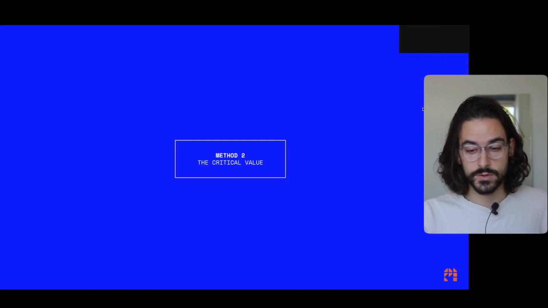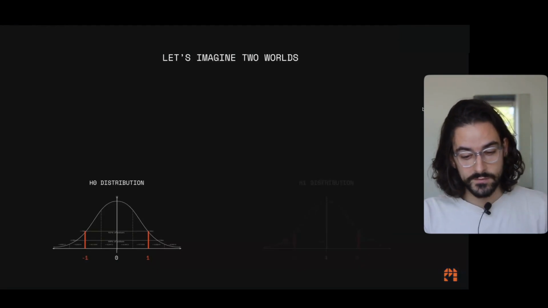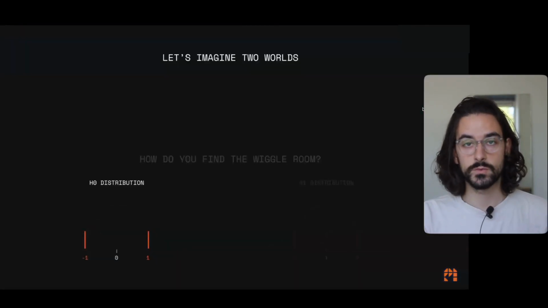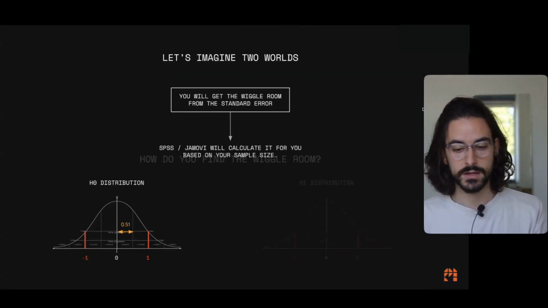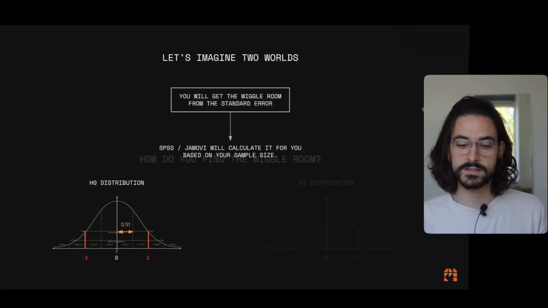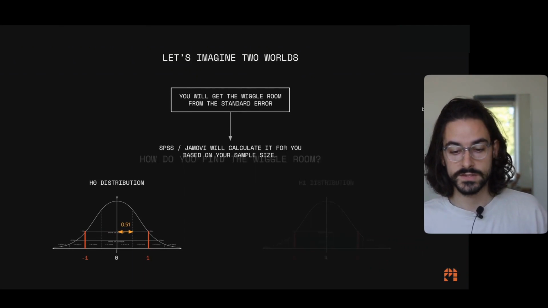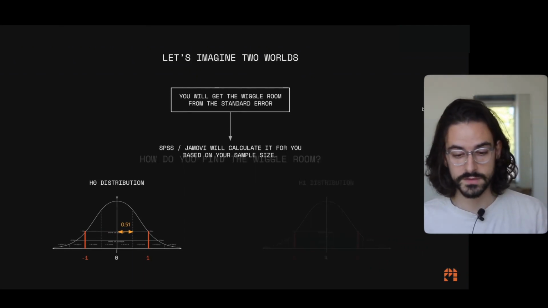Let's get to the method 2 critical value. So if you have your H0 distribution, how do you find the wiggle room? Well, you will get the wiggle room from the standard error. And remember that the standard error is something you get from SPSS or from Jamovi or from Stata. All of these apps, or the software itself, are going to give you the standard error, based on your sample size.